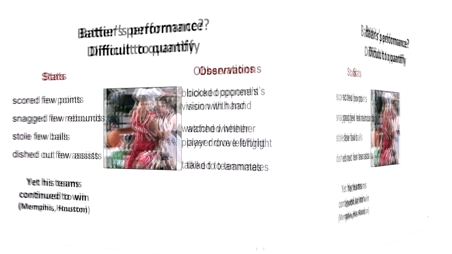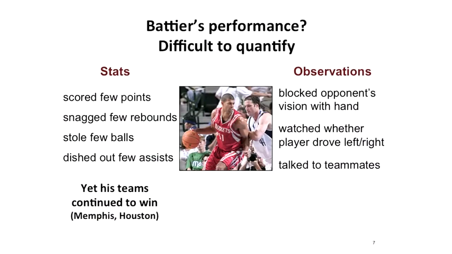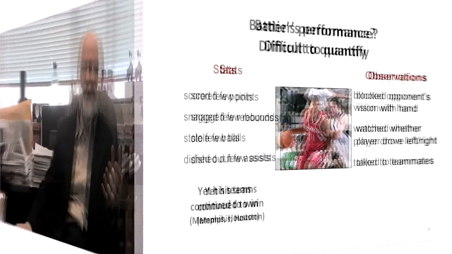But then, when they started bringing in qualitative information, such as looking at how he blocked the opponent's vision, how he looked at whether the players drove left or right, whether he talked to teammates and how he talked to teammates, we get the qualitative evidence that begins to supplement or augment the statistical evidence to have a greater understanding of Shane's potential.